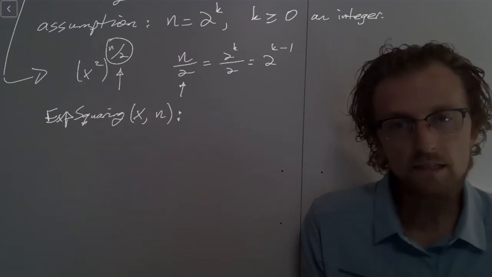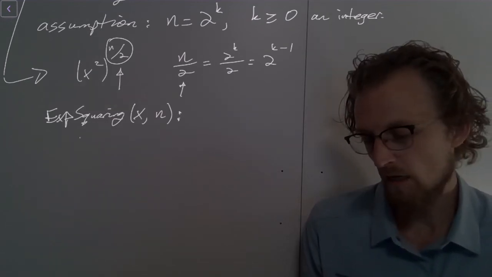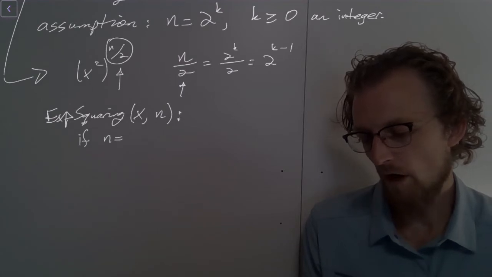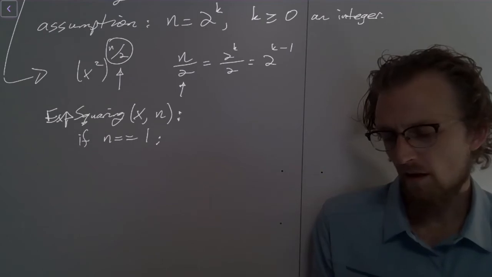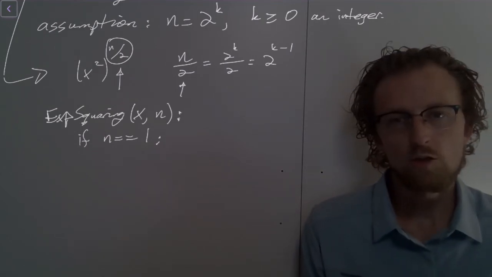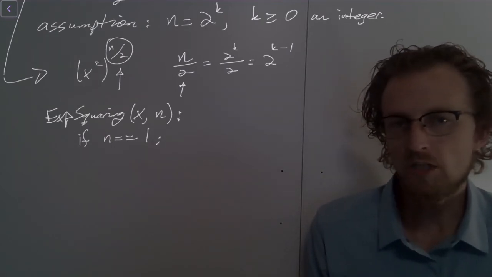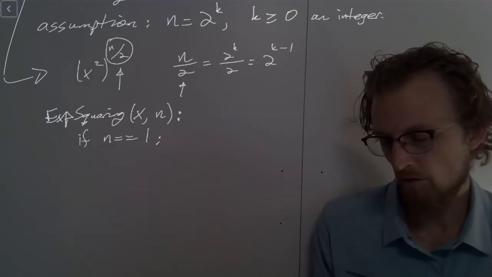Our base case gets to be very simple. Suppose n equals 1. What happens if n is 1? Then we're trying to compute x to the power of 1, which is just x. So we just return x.